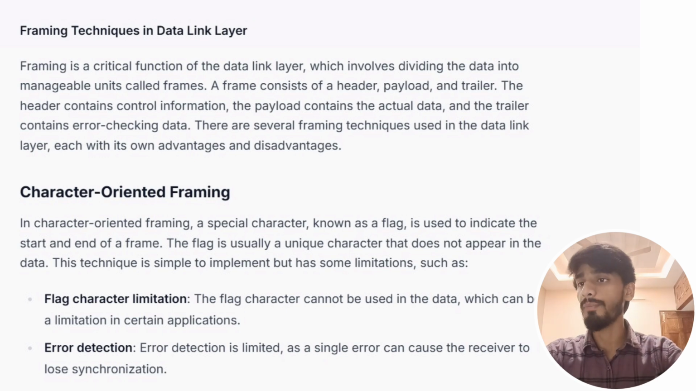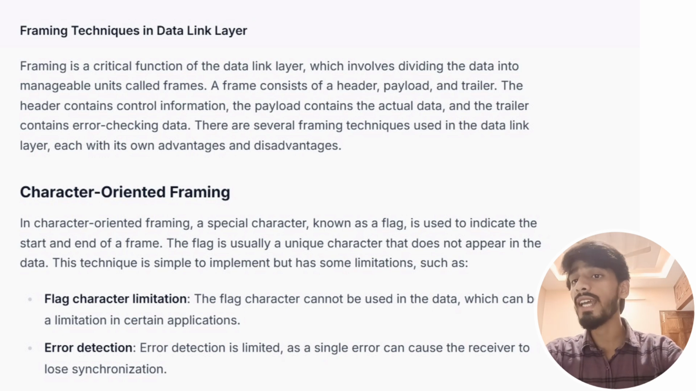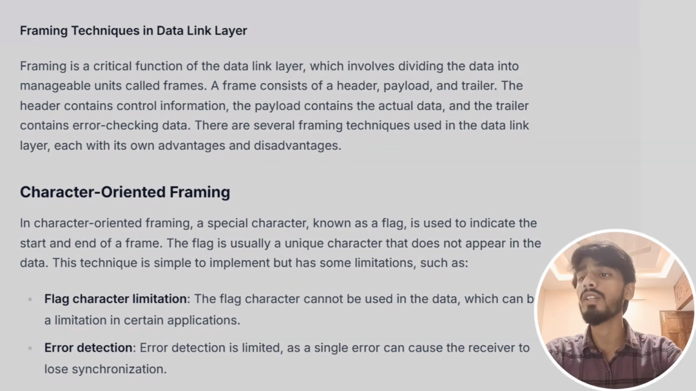Character-oriented framing. In character-oriented framing, a special character known as flag is used to indicate the start and end of a frame. The flag is usually a unique character that does not appear in the data. This technique is simple to implement but has some limitations, such as flag character limitation. The flag character cannot be used in the data, which can be a limitation in certain applications. Error detection. Error detection is limited as a single error can cause the receiver to lose synchronization.